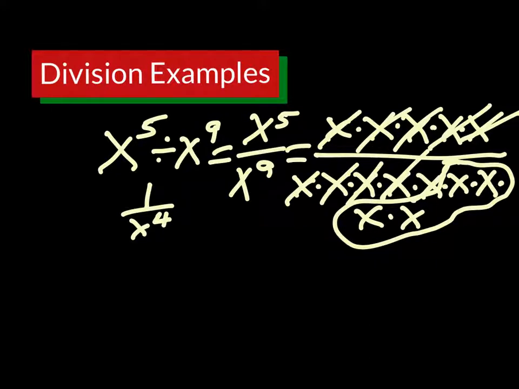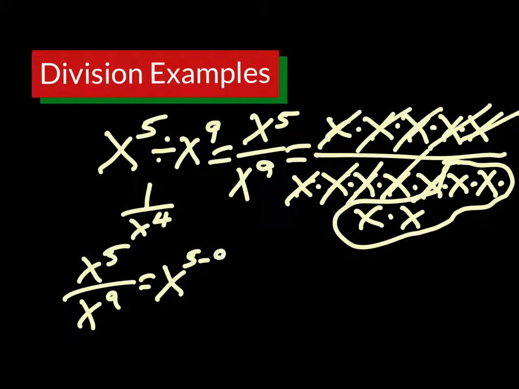But now remember, we've said that when dividing exponents with the same base, we can subtract the powers. So I can say, if I have x to the 5th divided by x to the 9th, that is the same as x to the 5 minus 9, which is equal to x to the negative 4. However, if you have an answer like x to the negative 4 with a negative exponent, you can change that answer to a positive exponent.